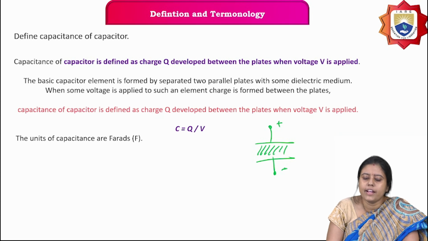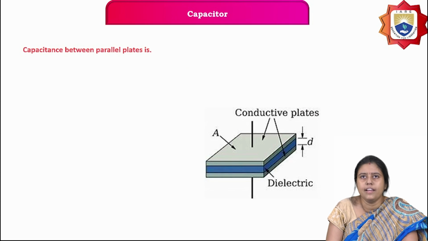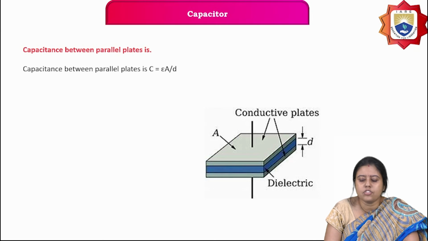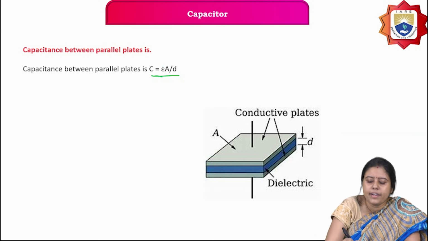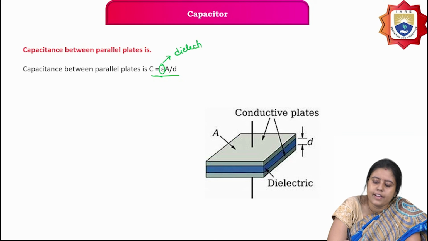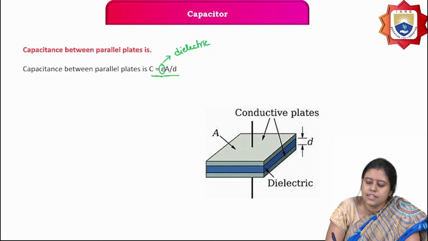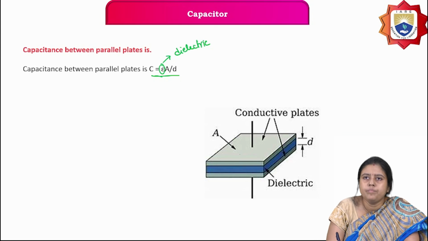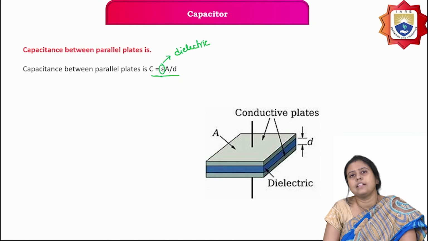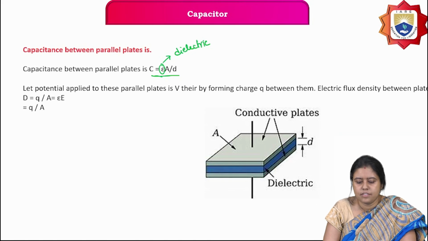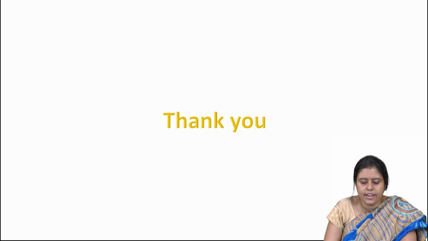So this is an example of the dielectric. And the capacitance of the parallel plate is epsilon A by D, where epsilon is the permittivity of the dielectric. What is D? D is the distance between the plates, and what is A? A is the cross-sectional area of the plates. Already we have discussed this in detail in the last class, so I am not discussing it again.